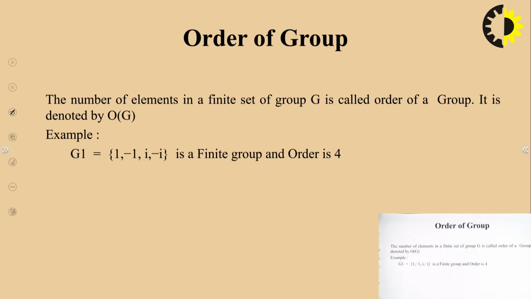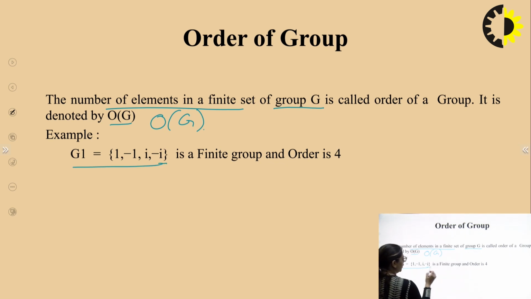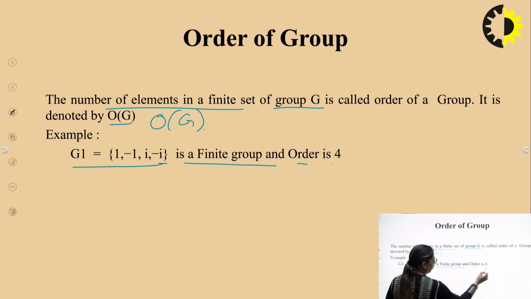Order of the group means the number of elements in the group. The number of elements in a finite group G is called the order of the group and it is denoted by O(G), right? Like G1 is equal to {1, -1, iota, -iota}, a finite group, and the order of this group is 4 because it has 4 elements: 1, 2, 3 and 4.